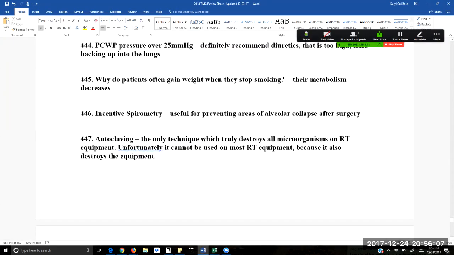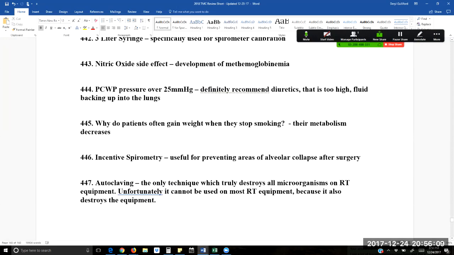How about pulmonary capillary wedge pressure over 25? Definitely recommend diuretics. That's too high. Fluid is backing up into the lungs. And this would be most commonly in congestive heart failure or pulmonary edema.